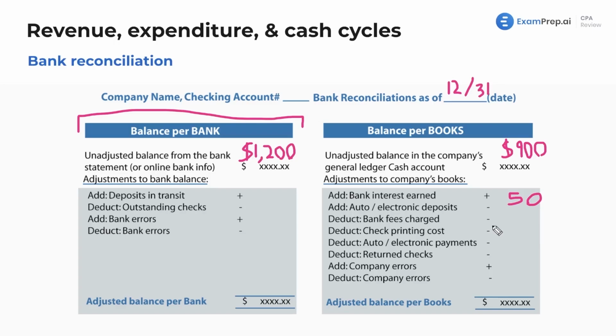Any auto or electronic deposits that you need to personally go in and look at, because when you receive a check, you are going to record that in the books and then you're going to deposit that in the bank. Now, for example, what are things that the bank might not know about?